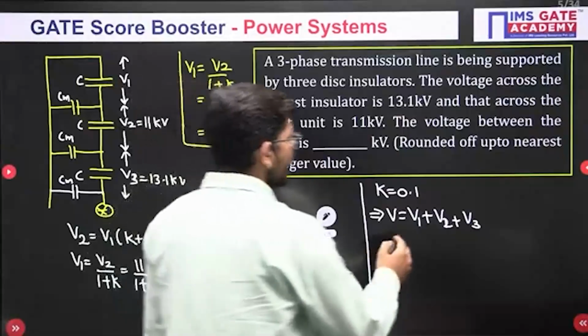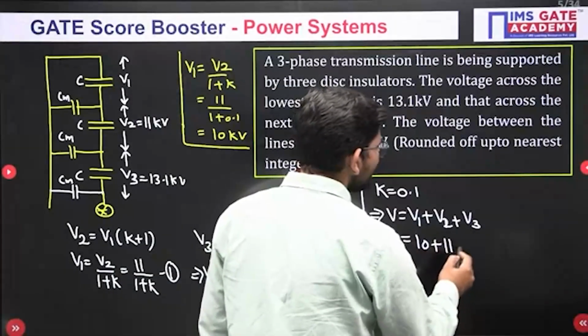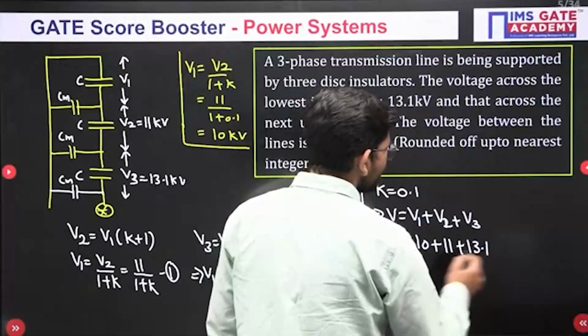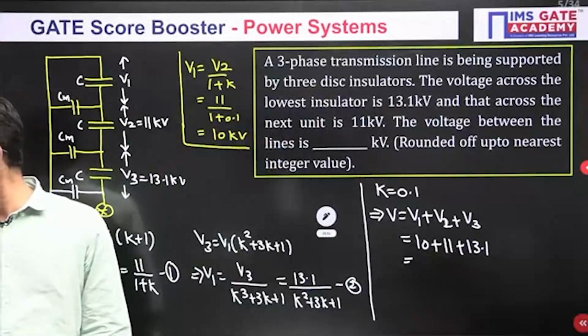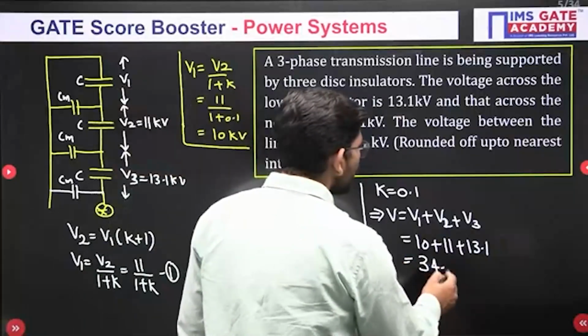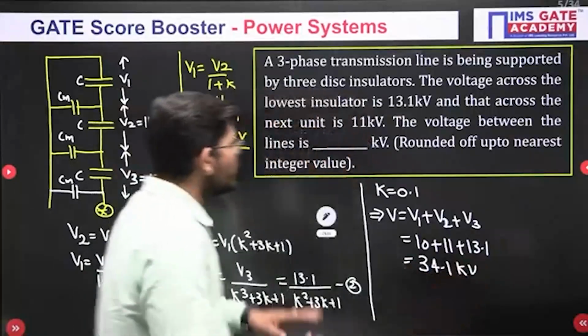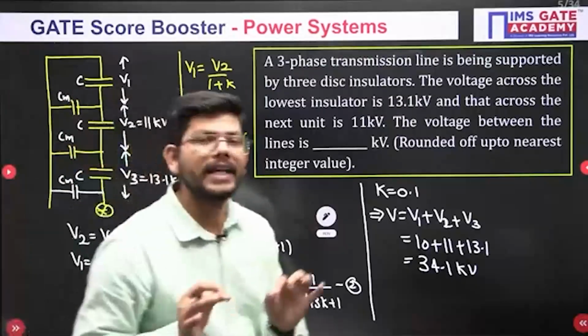Yes. So we will put here the values of V1, V2 and V3: 10, 11 and 13.1. So how much will it become? The value of total voltage that you will be getting is around 34.1 kV.